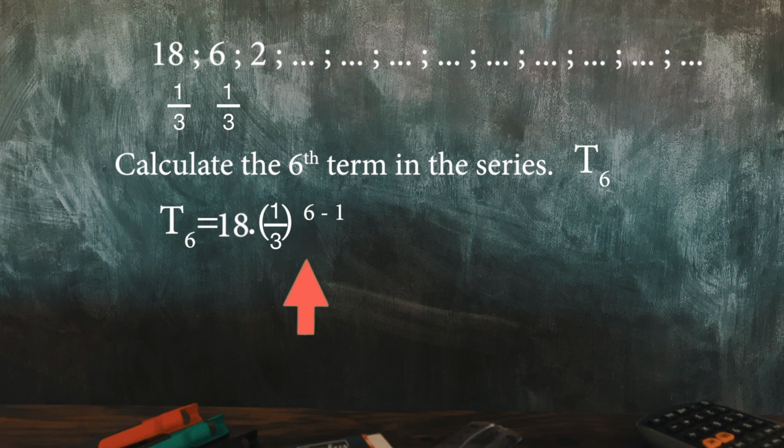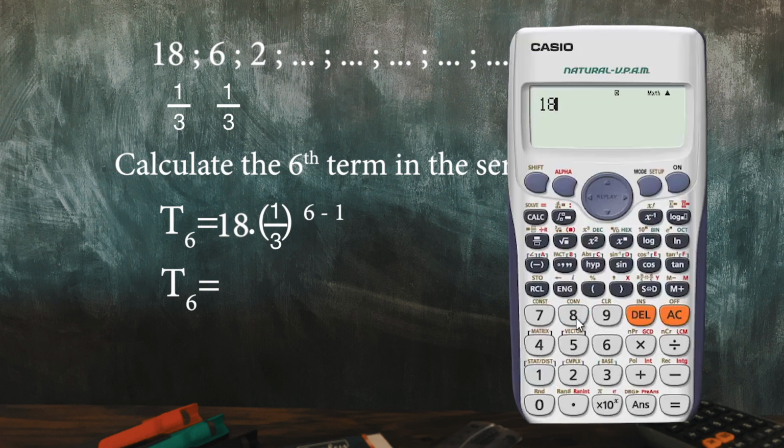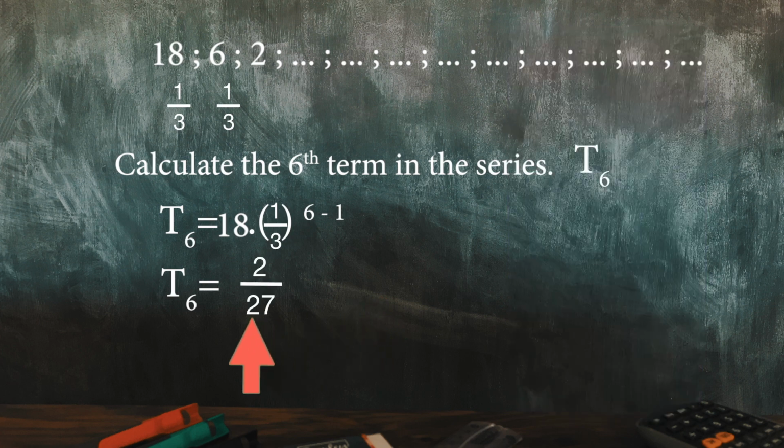This is quite easy, so to calculate T6, we simply type all of this into our calculator exactly as it is, and I can quickly show you. We type in 18, open up the brackets, press the fraction button, fill in the numerator, scroll down, fill in the denominator, scroll to the right, close the brackets, then press the exponent button, fill in 6 minus 1 and press equal. And there's the answer: 2 over 27. So term 6 is equal to 2 over 27.